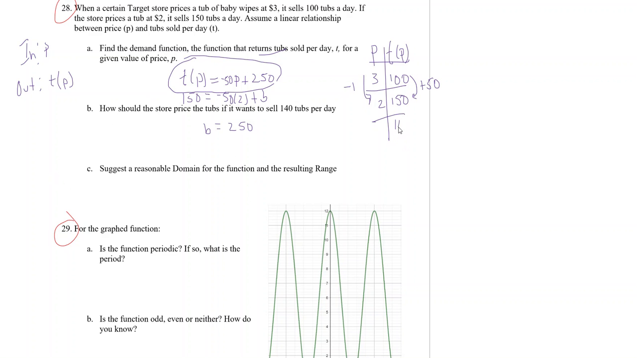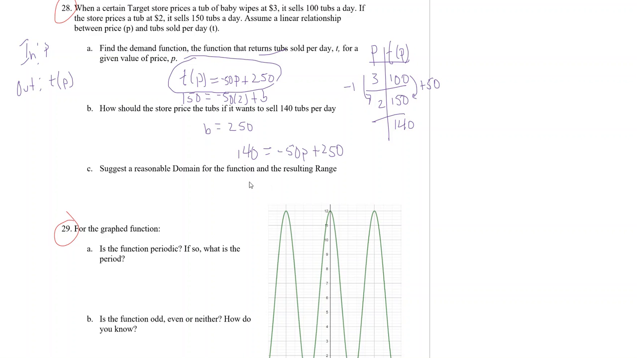You're saying, what's the input? What's the price that leads to sales of 140? So to do that, we set the output to 140 equals minus 50p plus 250. When you're given the output instead of the input, you have to solve an equation. You can't just plug it in.